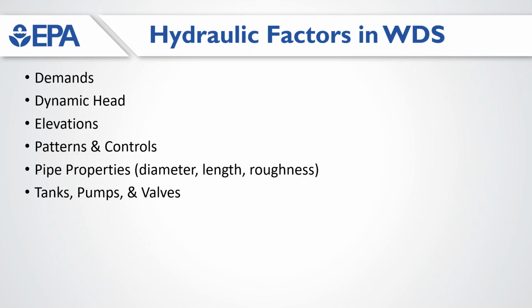For any hydraulic model, there are all kinds of hydraulic factors you need to input into the distribution system network, including demands, dynamic head, elevation, pattern, and controls. Controls basically tell how it should be operated. We will go into details about patterns and controls, and also about pipe properties. We need to assign diameter, length, roughness to the pipes. And other than pipes, we also have pumps and valves. We need to specify pump curve and control valve settings.